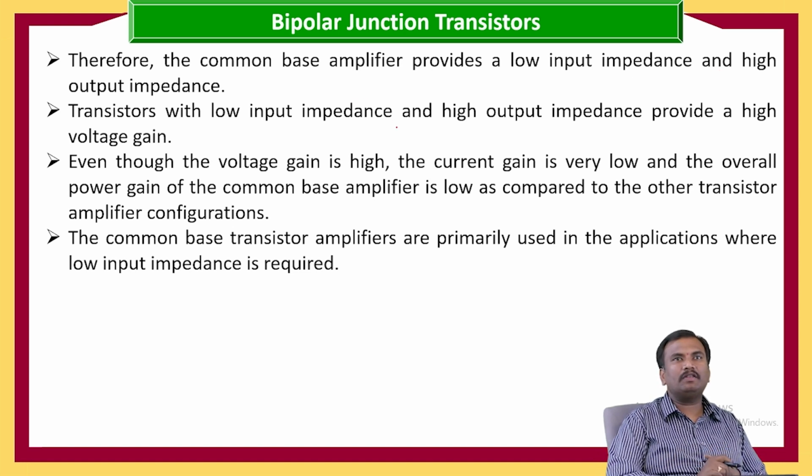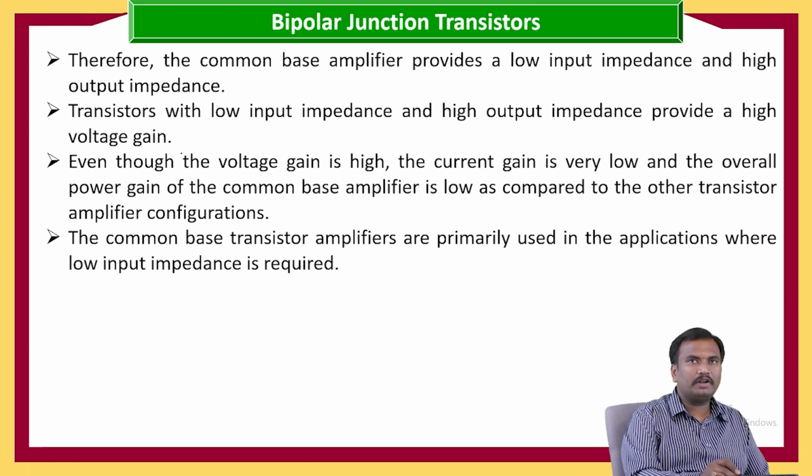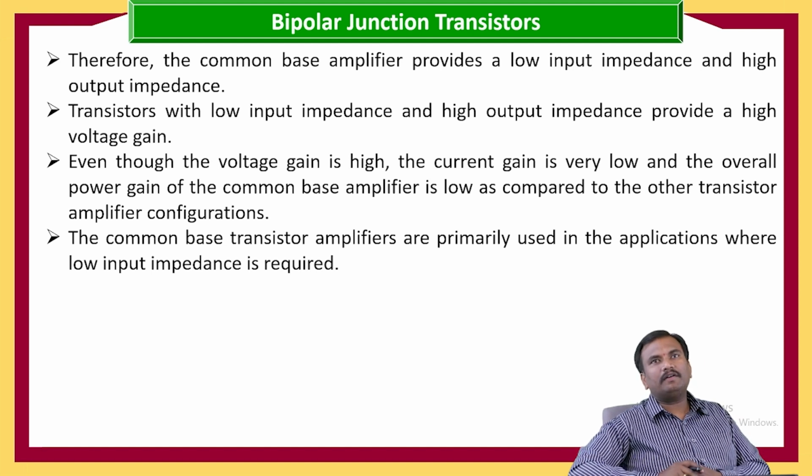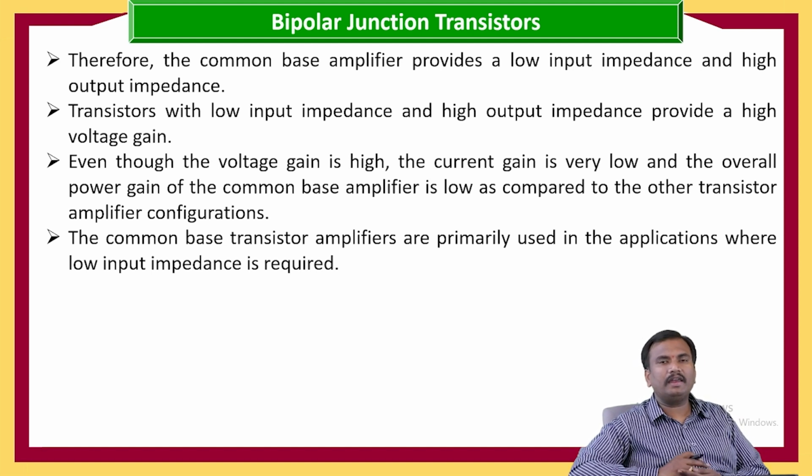Transistors with low input impedance and high output impedance will provide a high voltage gain. Even though the voltage gain is high, the current gain is very low, and the overall power gain of the common base amplifier is low as compared to the other transistor amplifier configurations. Here the voltage gain is very high and the current gain is very low.